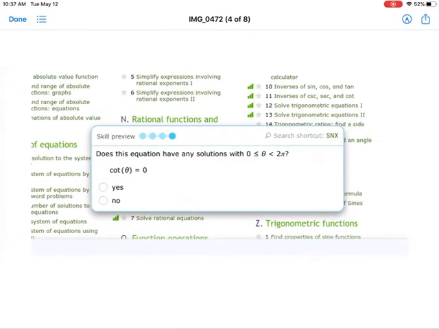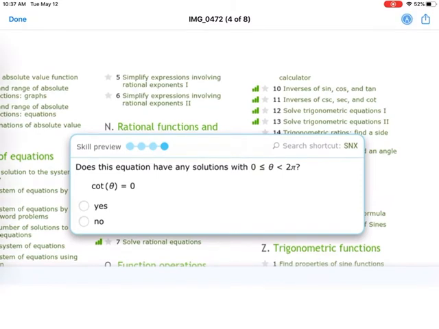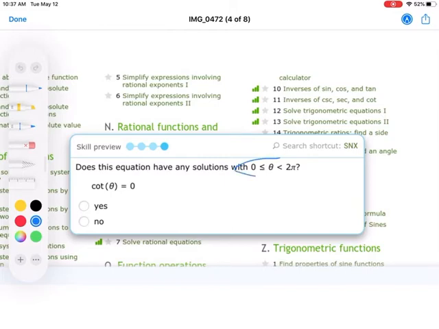All right. Does this equation have a solution between 0 and 2 pi? Between 0 and 2 pi means the entire way around the circle. The cotangent is 0. So again, this is really over 1, everything's over 1. That's really where the tangent of x is equal to 1 over 0.